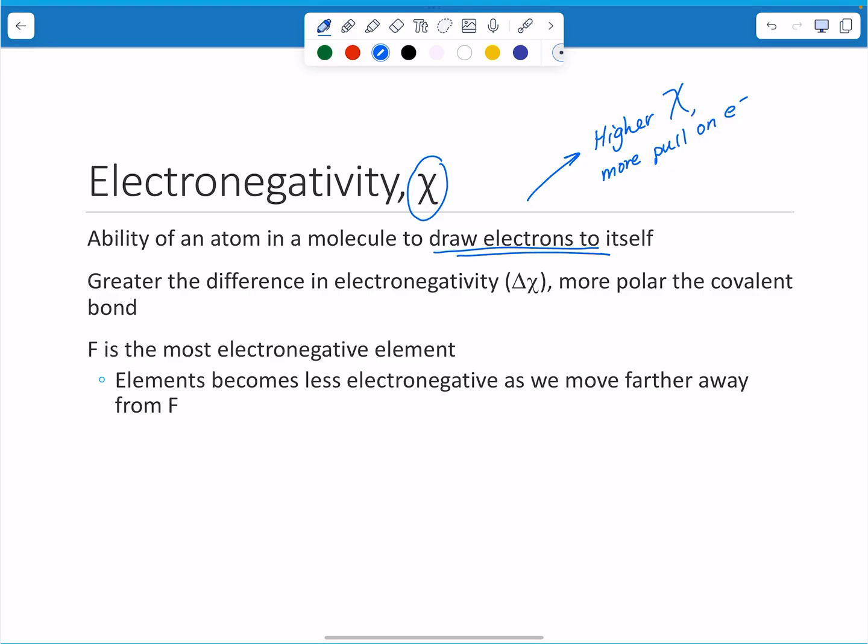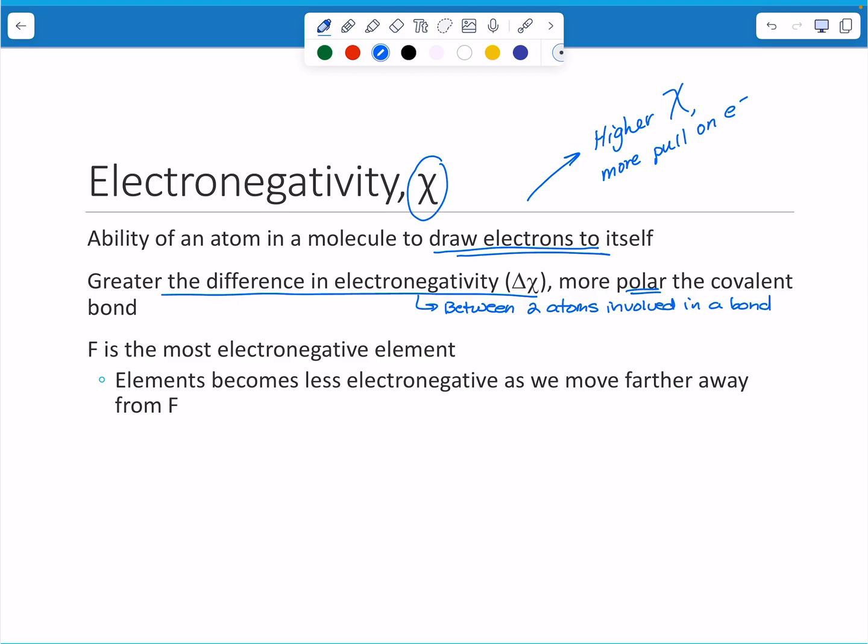So what we call the polarity of a bond is going to be determined by the difference between the two atoms involved in the bond. The greater the difference in electronegativity between the two atoms involved in a bond, the more polar the bond is going to be.